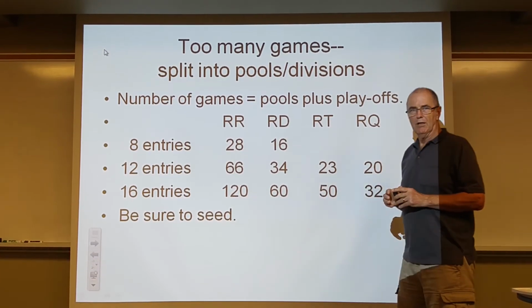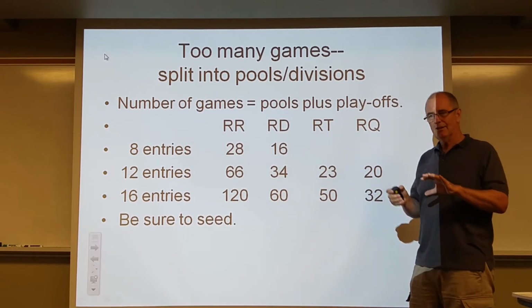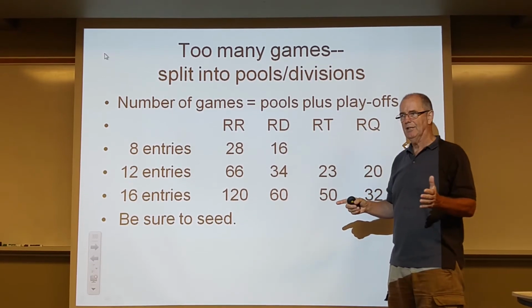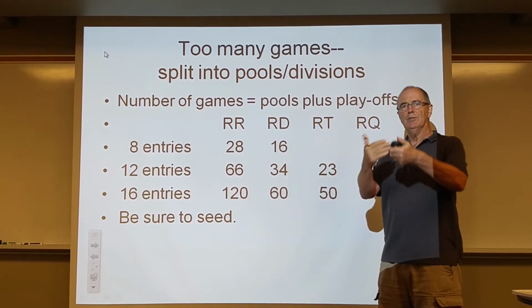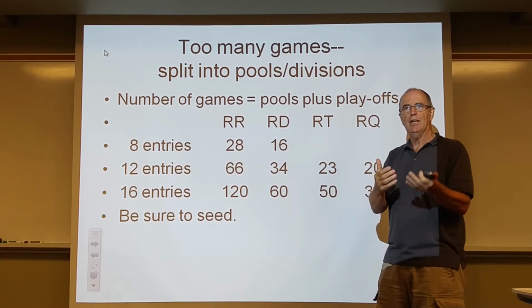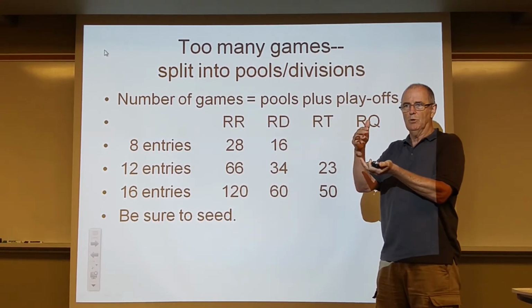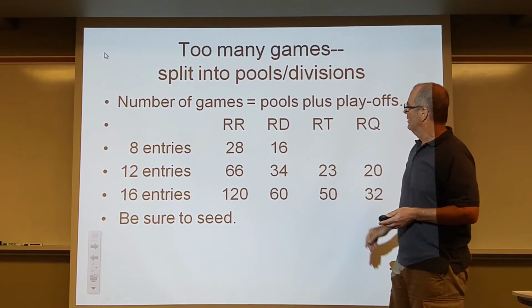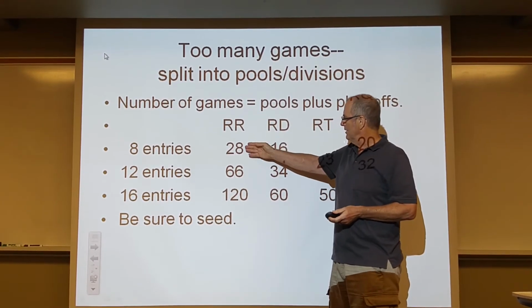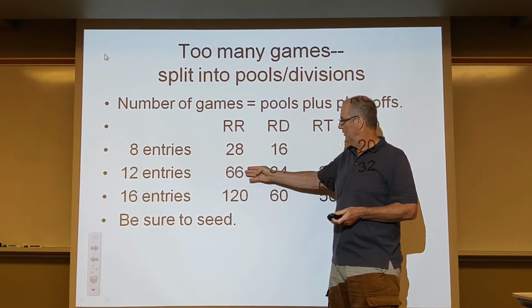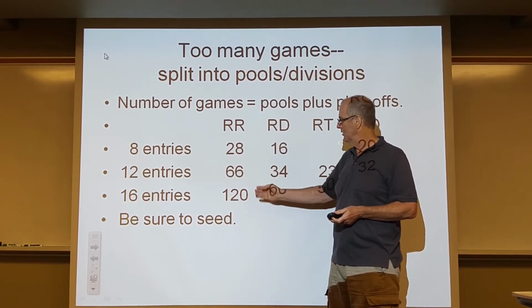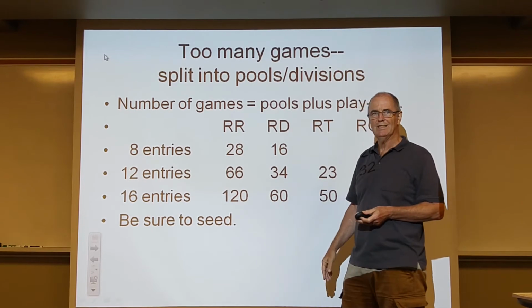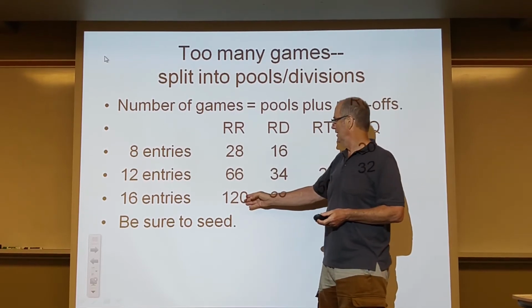What you can do, however, is take the full round robin number of entries and divide them into two groups or three groups, and then have the top entries compete with each other to determine the actual seeding. So if you had a round robin and eight entries, it's going to take 28 games. If you had 12 entries, it'll take 66 games. If you had 16 entries, it'll take 120 games. That's a lot of games.